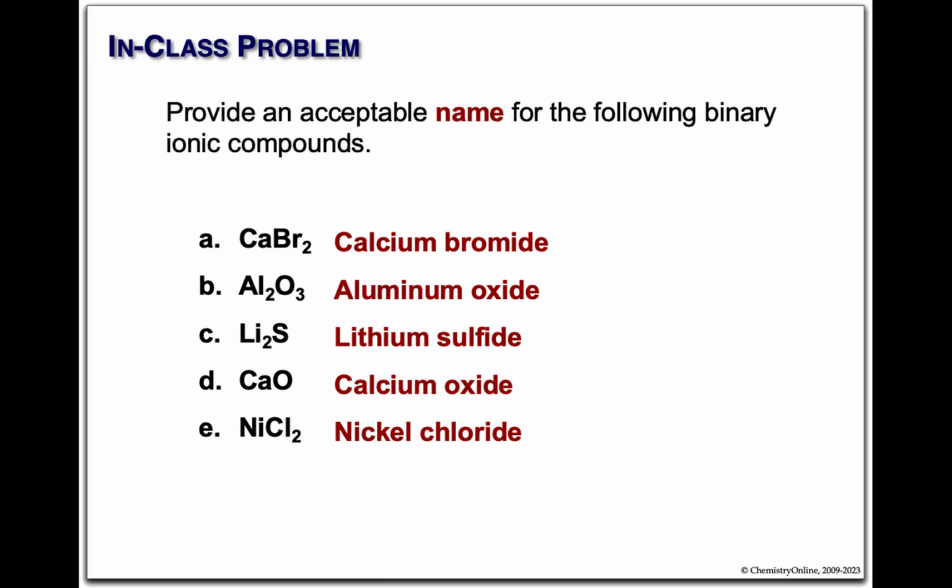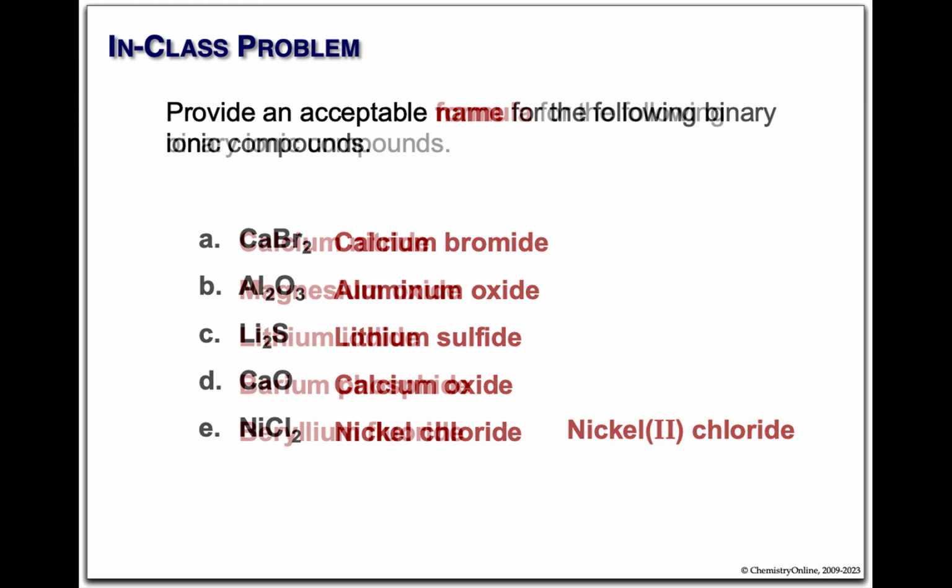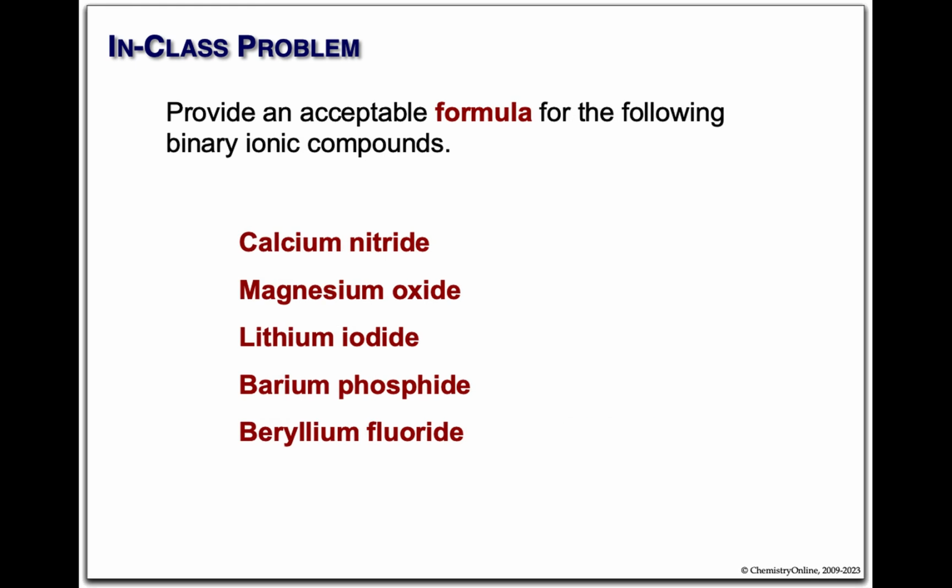However, this is wrong. We will explain why it's wrong soon. This is actually nickel(II) chloride. Roman numeral 2, it tells you the charge on a nickel. We'll see when we have to do this in just a bit. So this exercise is really simple, okay? Really simple. Take these names and write a formula.